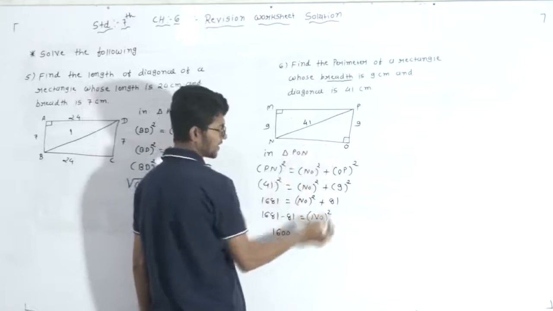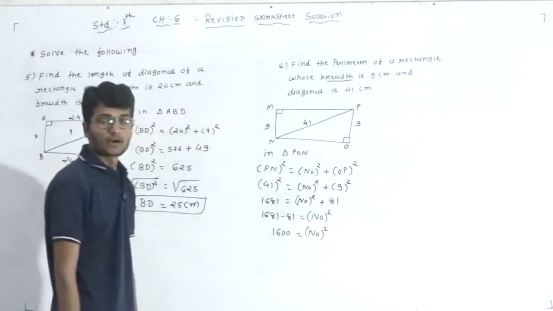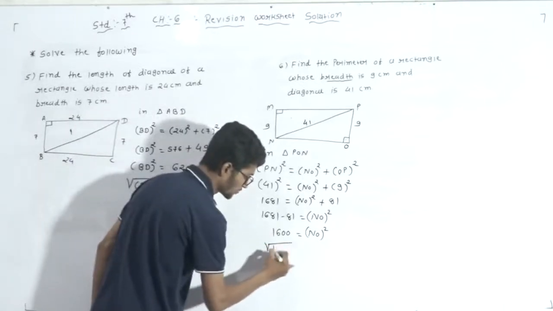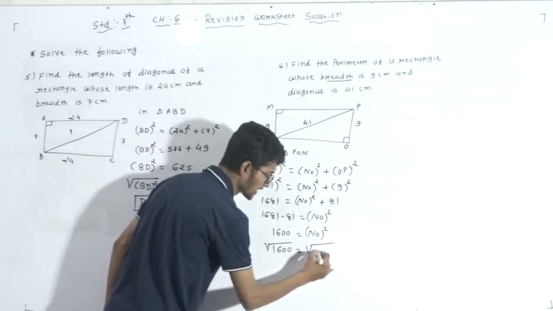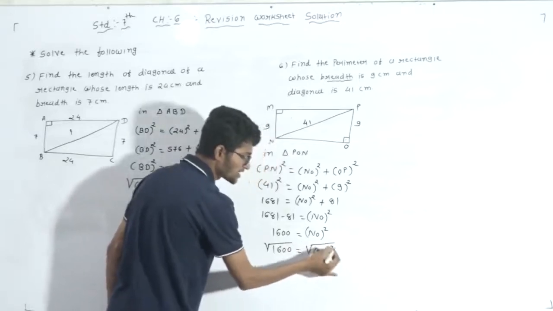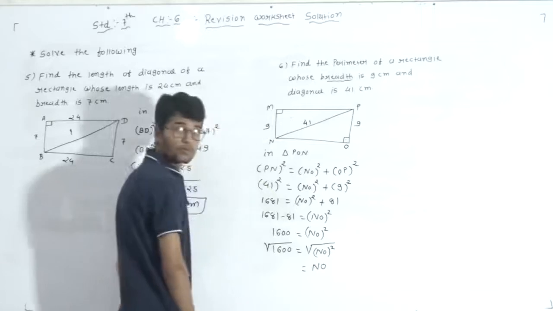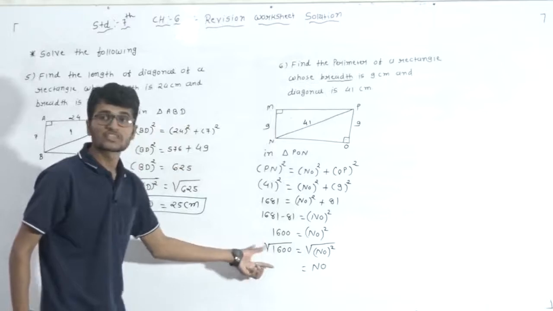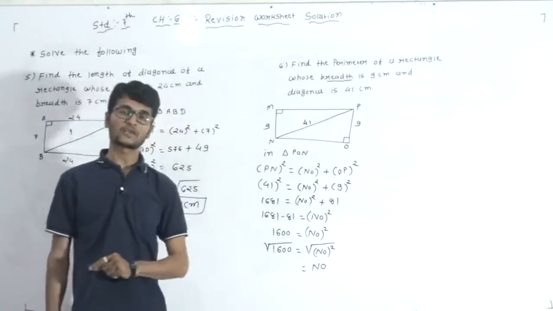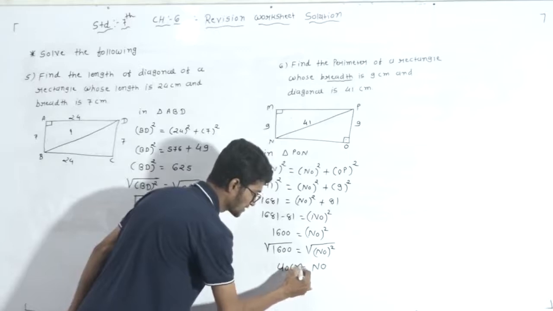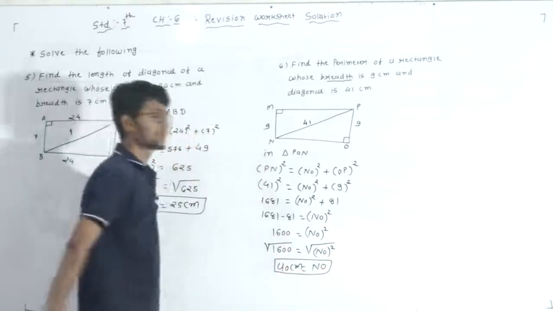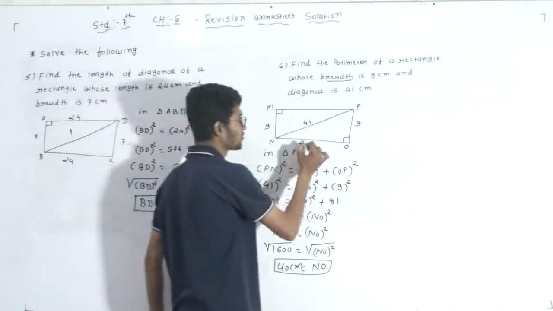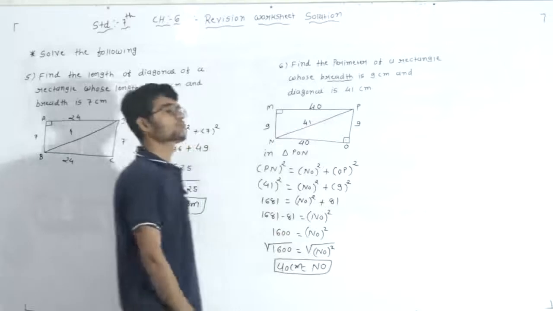Now we have to find only NO, it means remove the square. How to remove the square? Apply the square root sign on both sides. Square root of 1600, and on this side square root of NO square. Here the square and square root cancel, so only NO remains. The square root of 1600 is 40. Why? Because 40 multiplied by 40 is 1600. It means our length is equal to 40. So this one is 40 and this one is also 40.